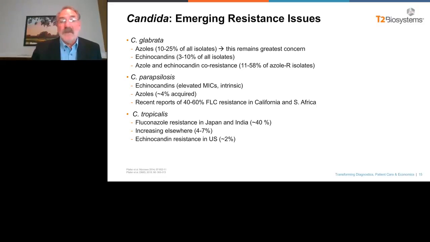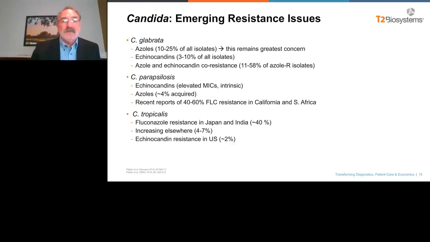Echinocandins, between 3 and 10% of all isolates of Candida glabrata now worldwide are resistant to the echinocandins. And there's azole and echinocandin co-resistance that can occur in 11 to 58% of azole-resistant isolates, and I'll show you some detail in a minute.